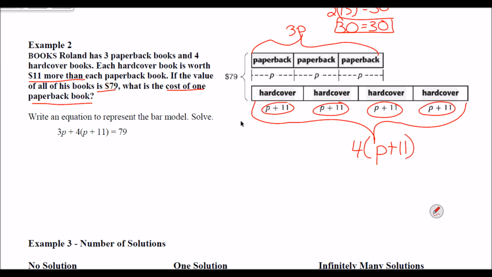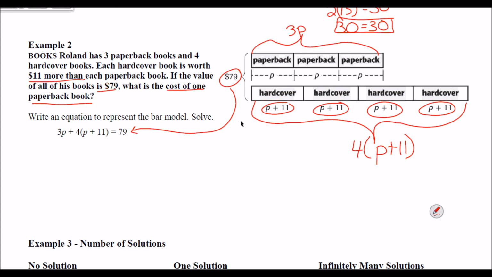All right? So we bought the 3 paperback books, plus we bought the 4 hardcover books, and each one of those was P plus 11, and we spent in total $79. So all of that comes down here to this equation that they already have written out. Okay? So, just like we did in example 1, the very first step, anytime that we're working with these multi-step equations, is we want to get rid of the parentheses first, okay?